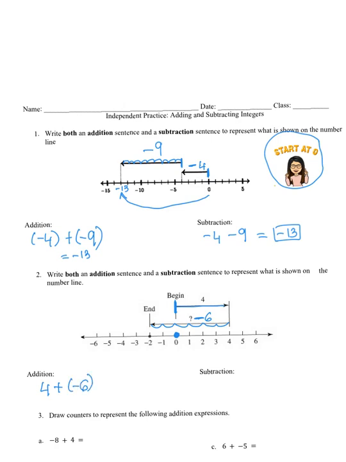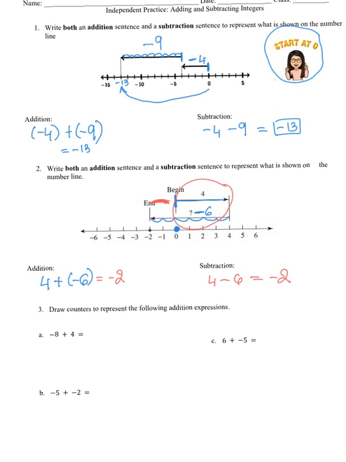And this is actually the answer, 0 to -2. This one is kind of like 0 pairs, so we take it away. Subtraction will be the same. 4 minus 6 will be -2.